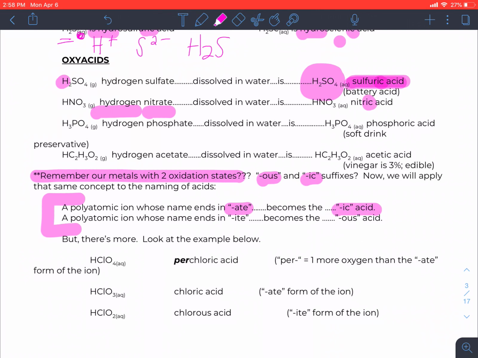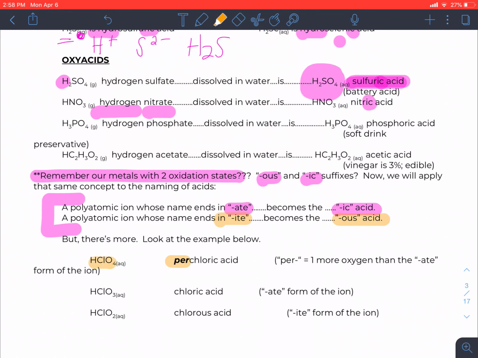Polyatomic ions whose names end in ite become ous acid. There are also more, for example, depending on the ion, per and hypo, just like we had in the previous units. You can also apply those to the naming as well.